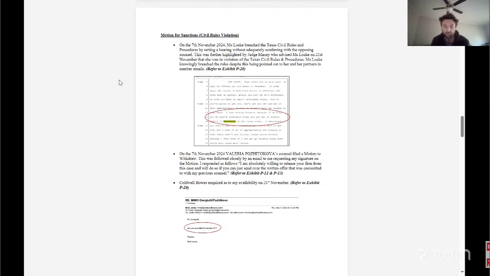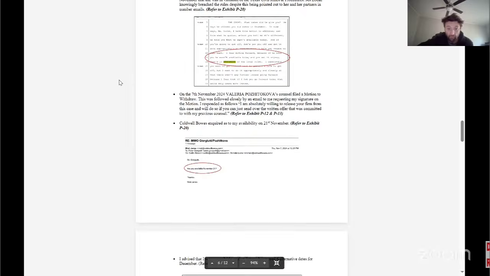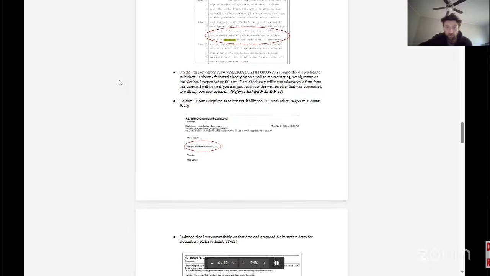On the 7th of November 2024, Valeria Pozhikova's counsel filed a motion to withdraw. This was closely followed by an email requesting my signature on a motion. I responded that I'm absolutely willing to release your firm from the case and will do so if you can just send over the written offer that was committed to with my previous counsel, Caldwell Bowers. This was rejected.